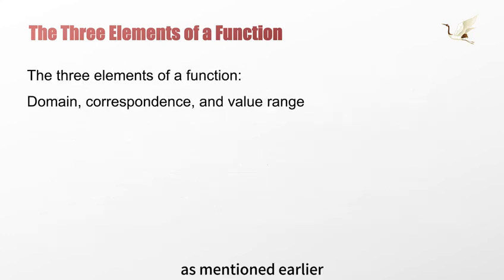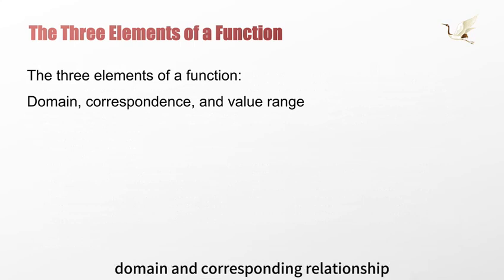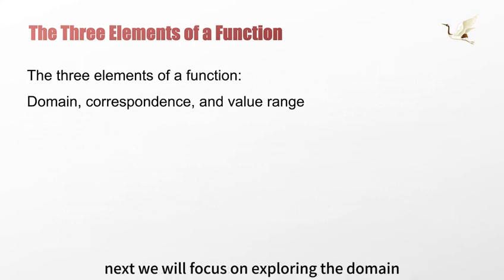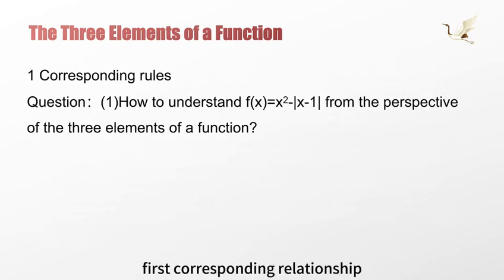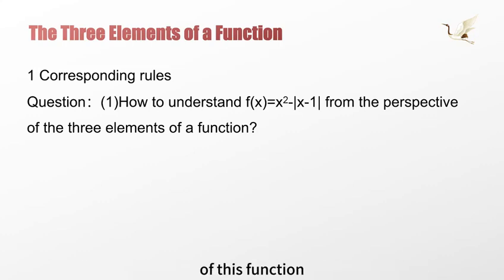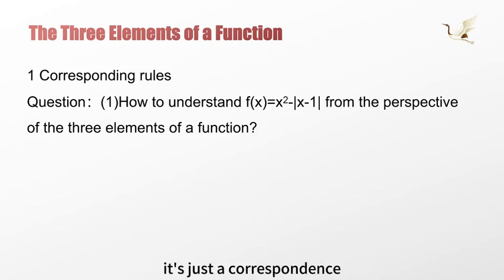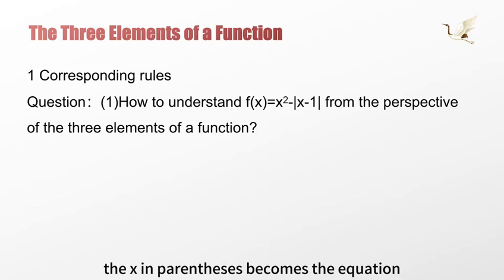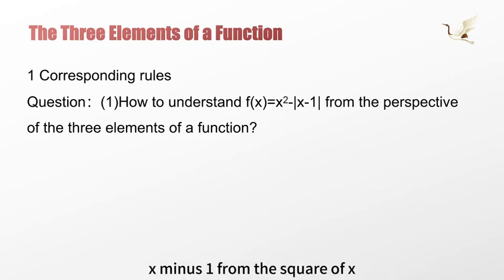As mentioned earlier, the value range of a function is determined by its domain and corresponding relationship. Next, we will focus on exploring the domain and corresponding relationship of functions. First, the corresponding relationship. How do you understand the analytical expression of this function from the perspective of its three elements? f is just a correspondence. The x in parentheses becomes the expression on the right side of the equal sign through the action of f. That is, the operation of subtracting the absolute value of x minus 1 from the square of x.